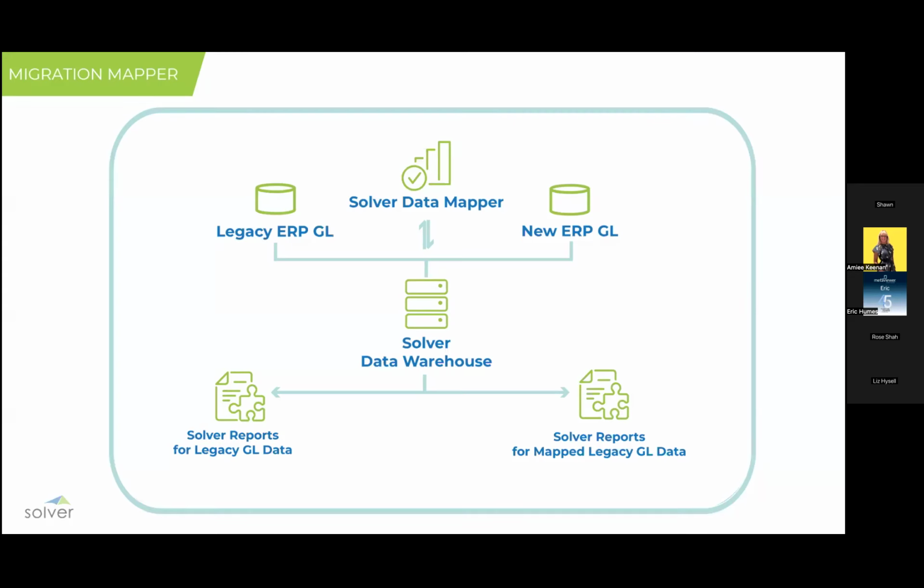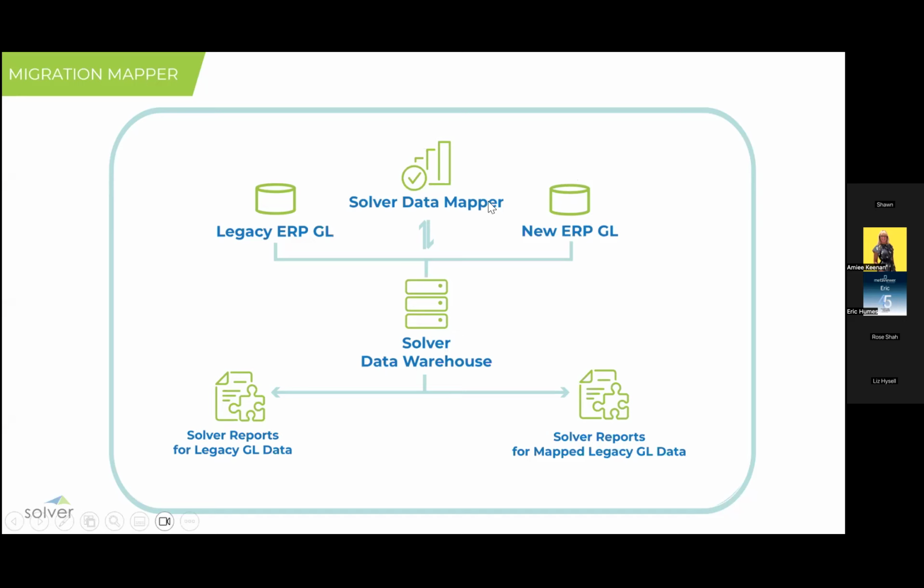So what is the migration mapper? This diagram here is a very simple overview and architecture of how we can help you map your legacy data to your new chart of accounts so you can have that continuity in reporting and visibility into your historical data. So if you look here on the upper left side, we have our legacy ERP GL, which would be GP in this case. And this would be something that we would be connecting to within Solver. On the upper right-hand side, we're going to have your new ERP. That could be Business Central, that could be any other ERP. And both of those ERPs are connected to our Solver data warehouse right here in the middle.